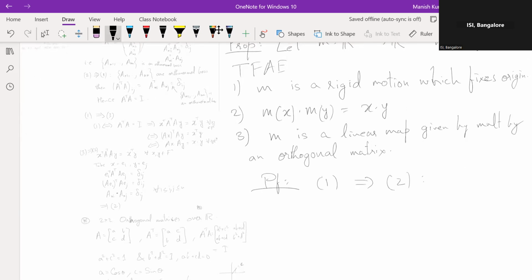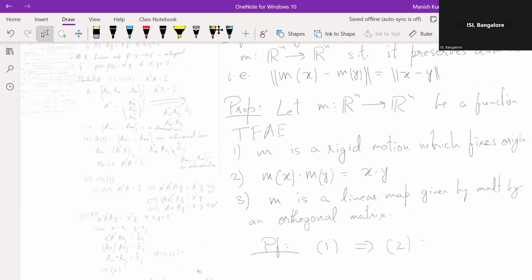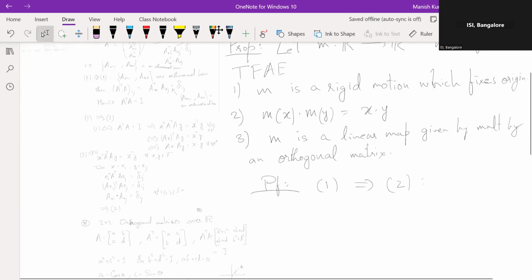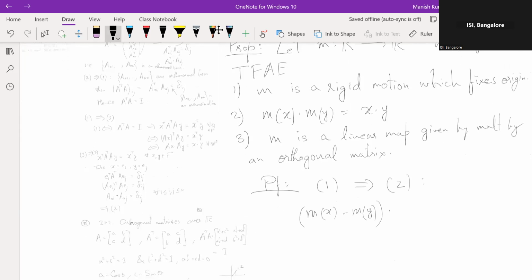Let's try to prove 1 implies 2. So what does 1 say? It is a rigid motion and it fixes the origin. Rigid motion means that the distance between Mx and My is the same as the distance between x and y.